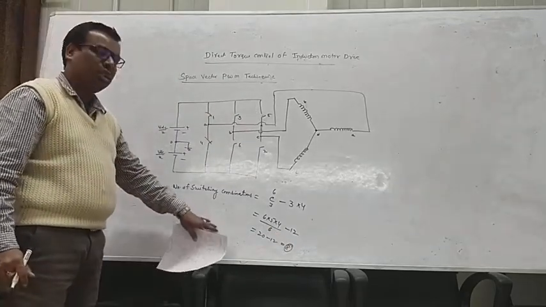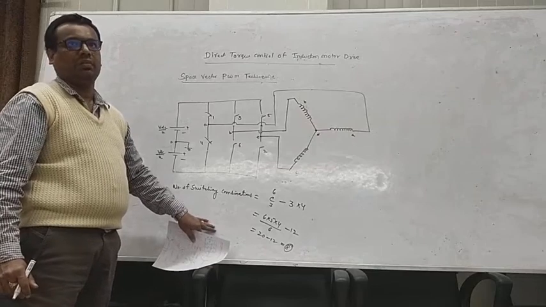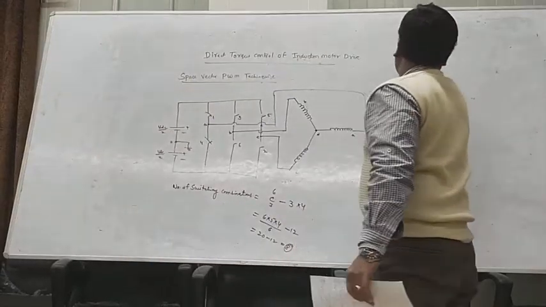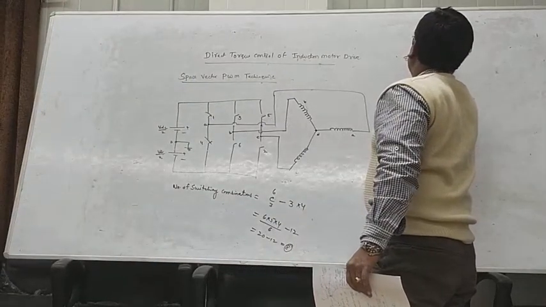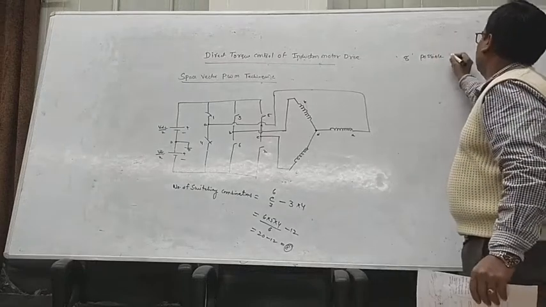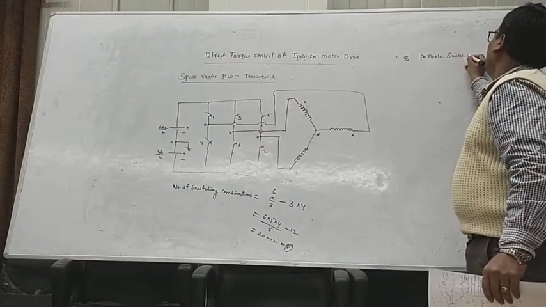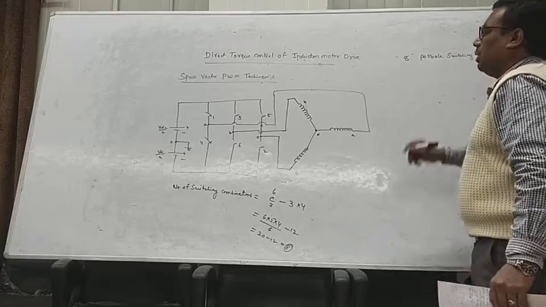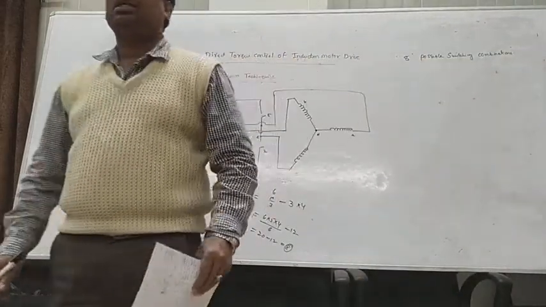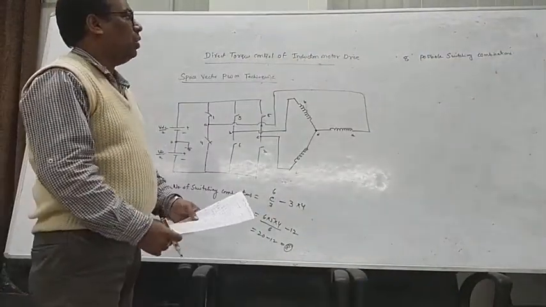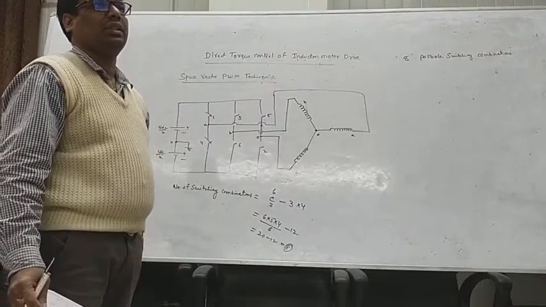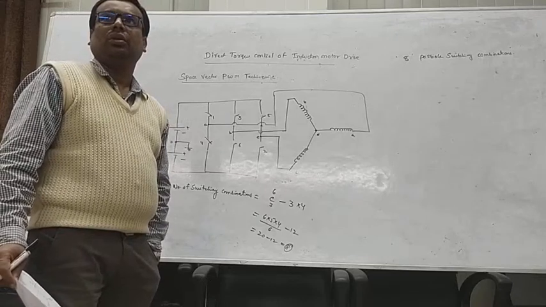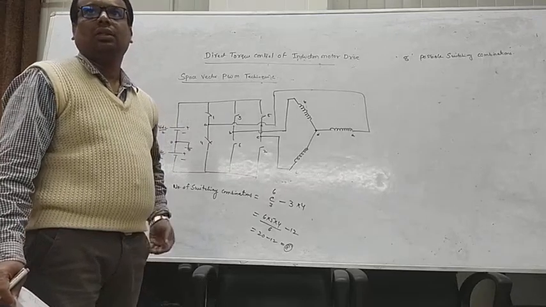So how many combinations are possible here? 8 possible switching combinations. So what are the 8 possible switching combinations? Let us see what are the different types of the 8 possible. Out of these 8 possible switching combinations, 6 are the active group and 2 are the zero vectors.